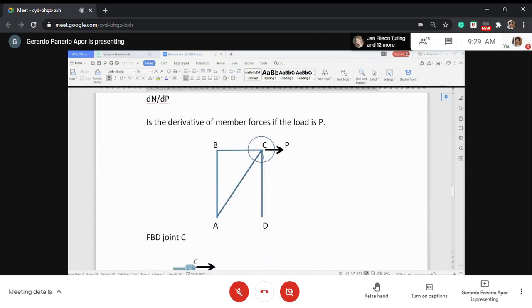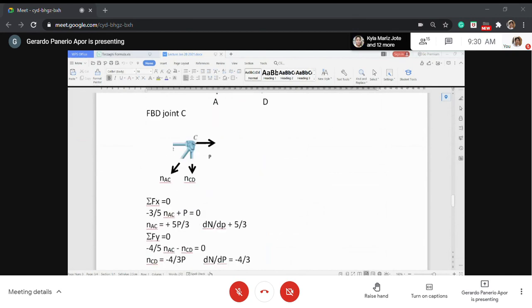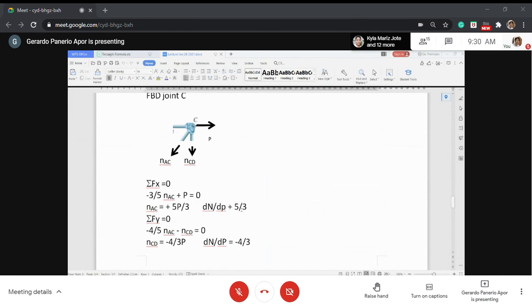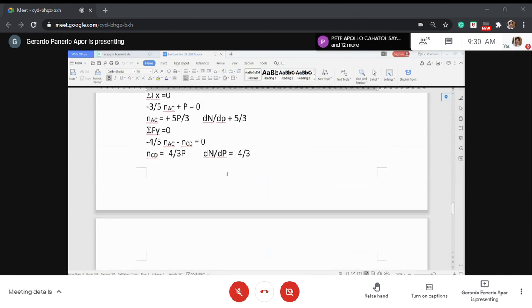So in this case, you're going to determine the force by using the load P. Of course, all the loads here are in terms of P. BC and AB are 0. Okay, 0. Whereas AC is positive. AC is positive, 5P over 3. So the derivative of N with respect to P is equal to 5/3.